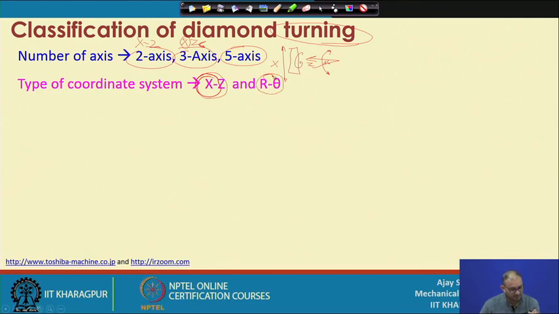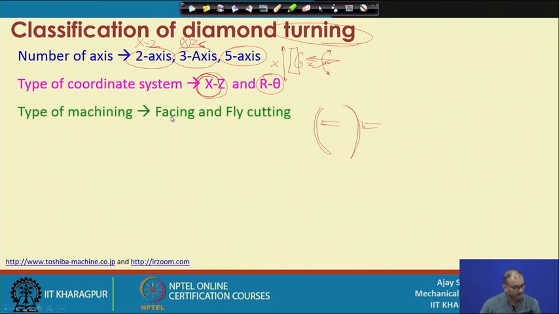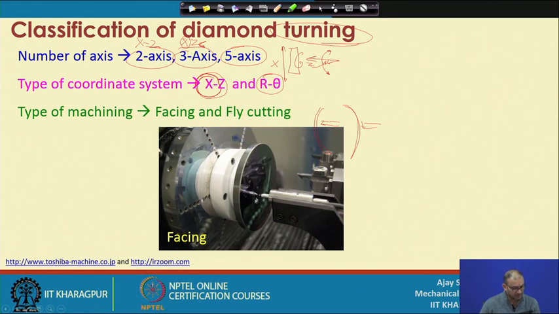R theta means that we are not working with a Cartesian coordinate system, but with a polar coordinate system. So, suppose you want to create some type of concave or convex surface, and your cutting tool is at this location, then you can do the machining by means of the R and theta system. The type of machining here is a facing operation, and this is what we are doing, a facing operation.